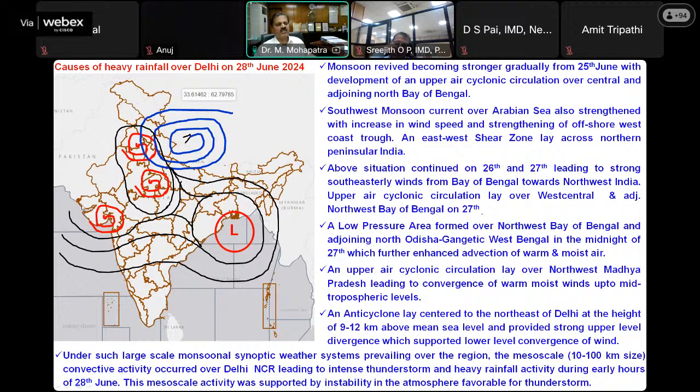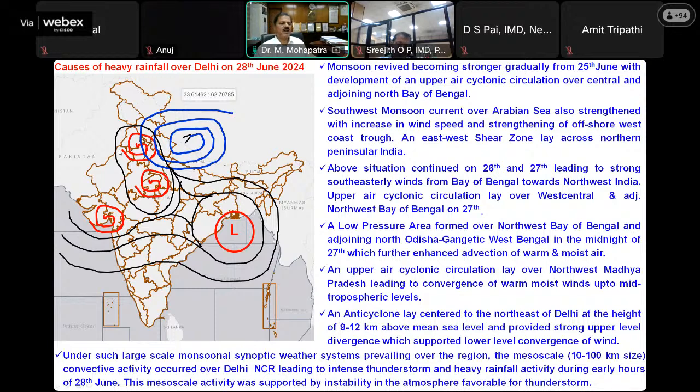So, in association with these systems, the black line drawn here is the wind flow. This wind flow commenced, and there was convergence of wind here with the low pressure area. At the same time, this low pressure area helped the southeasterly winds to reach towards Delhi. And in Delhi, since there was cyclonic circulation in and around Delhi, these strong winds became stronger, and gradually it led to the convergence of warm and moist air.